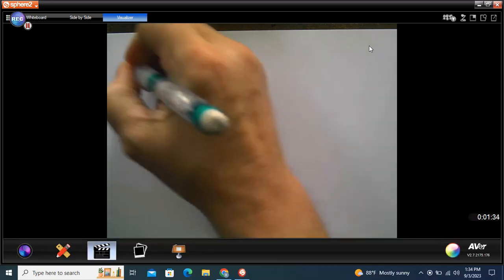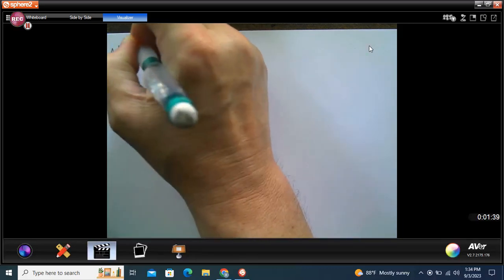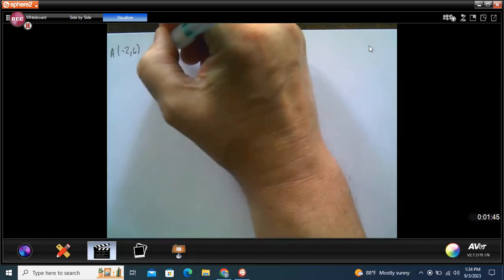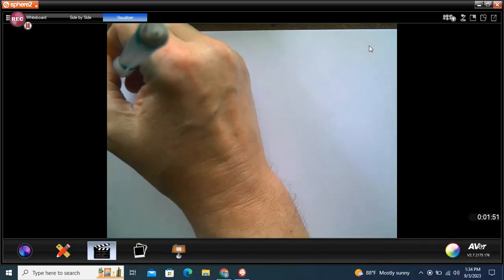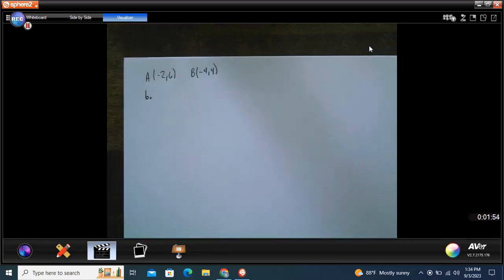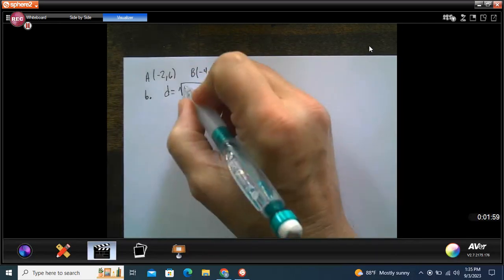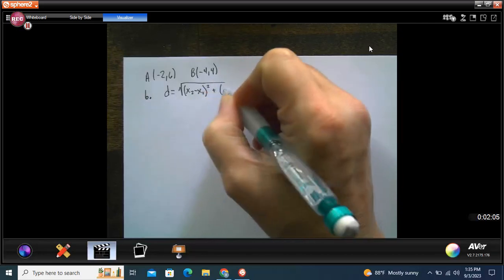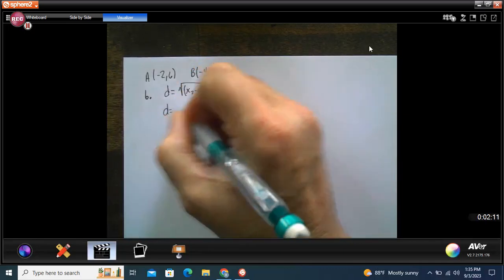So we have points. Point A at (-2, 6), and point B at (-4, 4). And we are supposed to find the length of AB. So the distance formula is the square root of the change in x squared plus the change in y squared. So we just plug in those numbers.